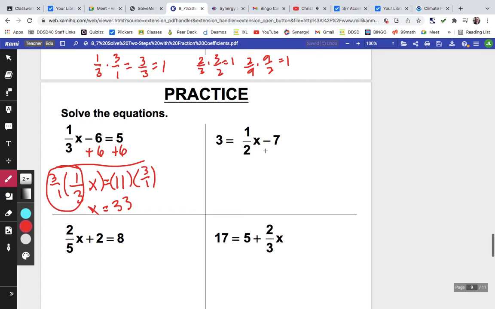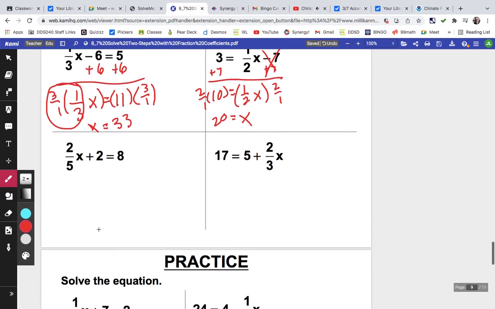So let's try this one. We're going to add 7 to both sides. And so that creates a 0 right there. So we have 1/2 x equals 10. Now we're going to use the multiplicative inverse, 2/1. Multiply this times 2/1, and we get 20. So x is equal to 20.